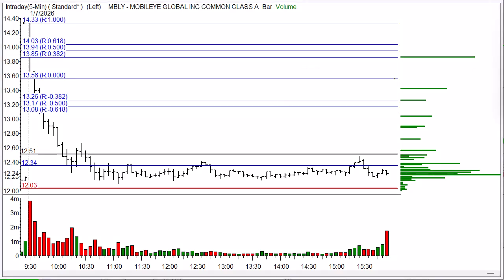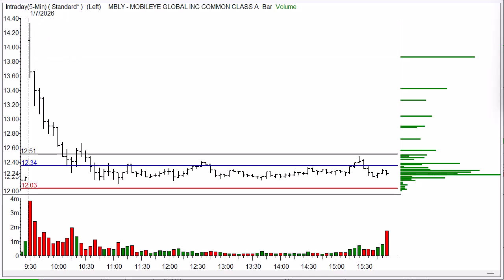And once Mobileye gets moving, it's obvious it's got the possibility, anyways, of putting in another wide range bar or several wide range bars. That tends to happen when we get a really big move on an opening bar like this one. But how do we anticipate where the thing's going to go? Big move on that first bar. Big move on the second and third bar.